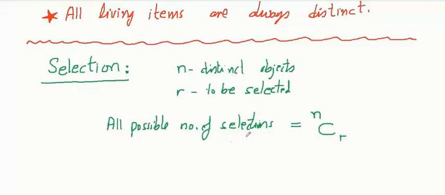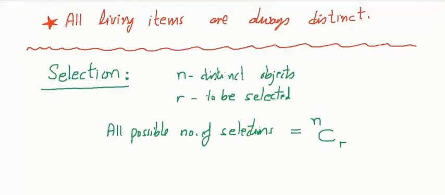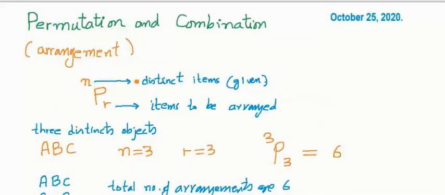nCr, okay? n combination r. So C stands for combination. If you see the main title of the lesson, it is permutation and combination. So this combination is actually selection. So I will write here in brackets that this is selection. And permutation was arrangement.